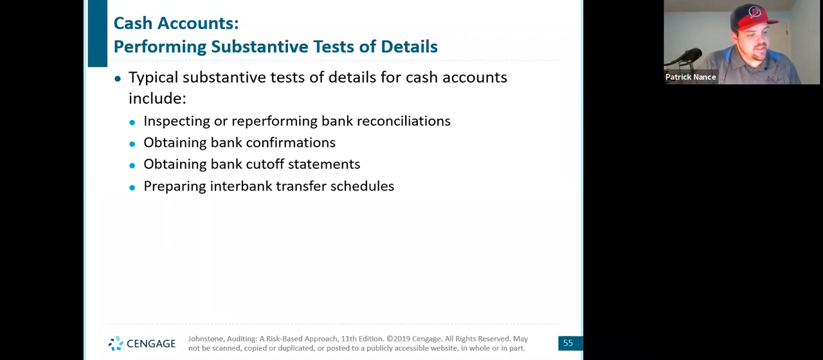All right, I'm on page 518. Cash accounts, performing substantive tests of details, things that we do. Inspecting or reperforming bank reconciliations. Every audit I've ever gone on, we've always reperformed the bank reconciliation for year end at a minimum. And honestly, if you ever go out on an audit, that's usually the newest person on the job. They're the ones responsible for the bank rec. So that'll be your day one audit, the first audit you ever do. You'll probably be responsible for the bank reconciliation. Obtaining bank confirmations, and we'll talk about those in a little bit. Obtaining bank cutoff statements and preparing interbank transfer schedules.